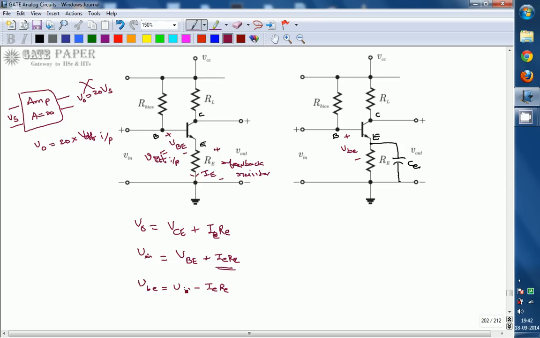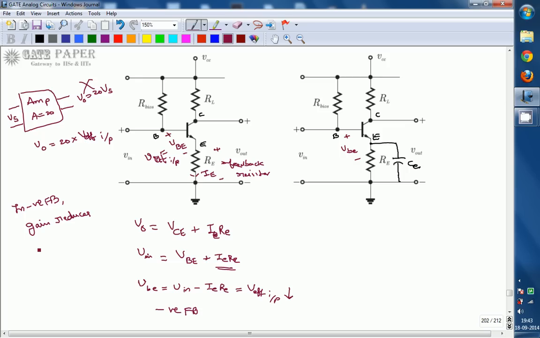So V input is nothing but the actual applied input, and the applied input is subtracted by the voltage drop across RE. So the effective input signal VBE is going to be reduced because of feedback. The effective input signal for the transistor is reducing. So the type of feedback is negative feedback. In negative feedback, the characteristic is that gain reduces.